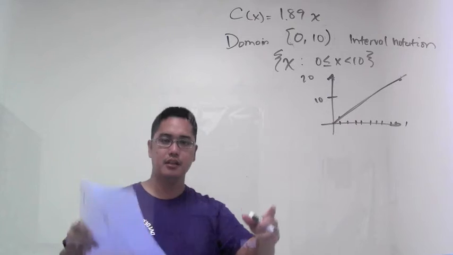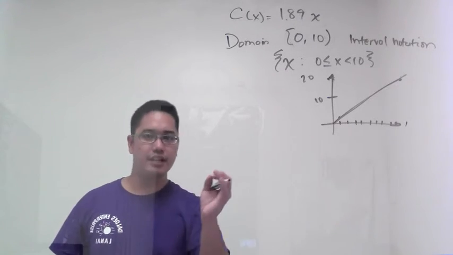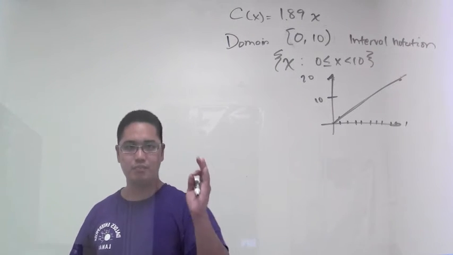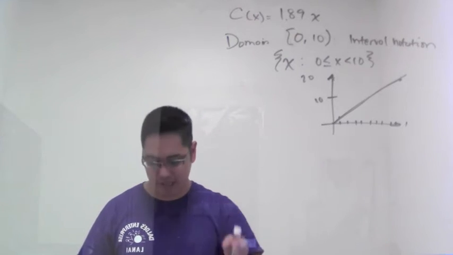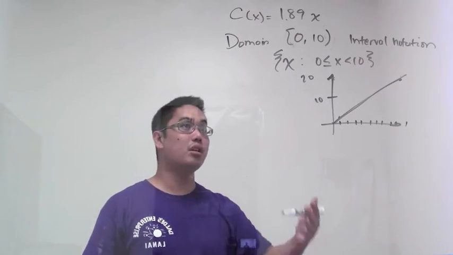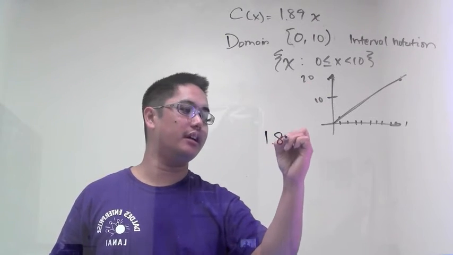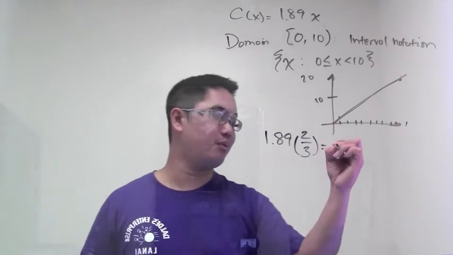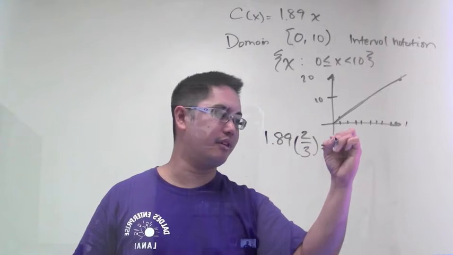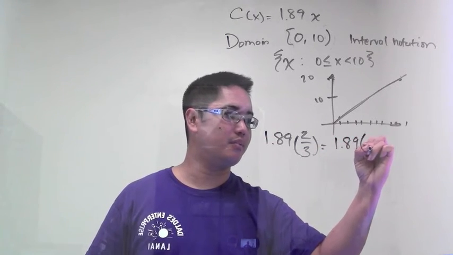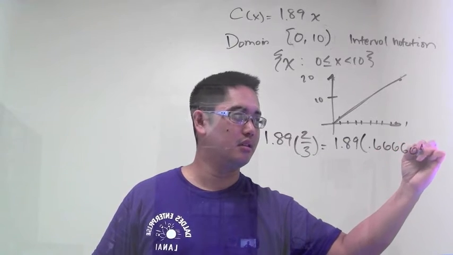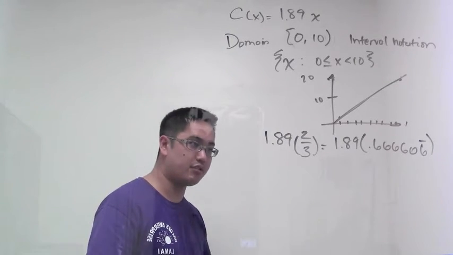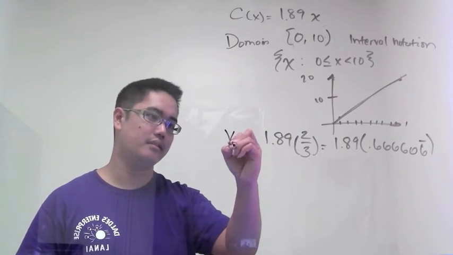All right, so check this out. The question they're asking me is, is it possible for Sky to buy exactly 2/3 of a pound of apples? Well, sure, I can plug in 2/3 into here. That's $1.89 times 2 over 3. 2 over 3 is also known as 0.666666 forever and ever, so that's 1.89 times 0.6666, and so on and so forth. Plug that into your calculator, you'll get an answer. So the answer is yes.